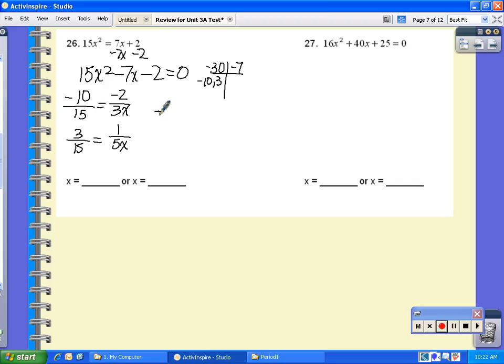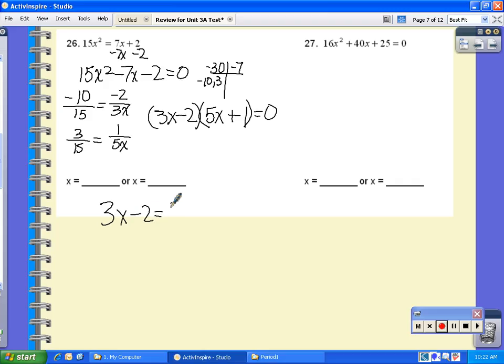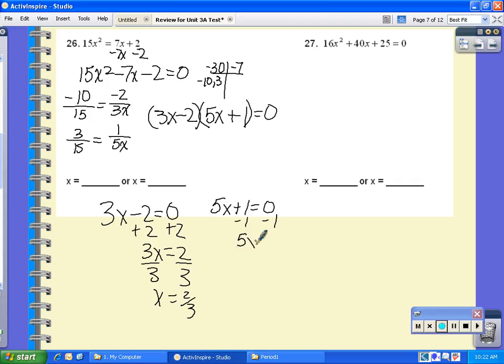So that means that either 3x minus 2 times 5x plus 1, either one of those equals 0. So 3x minus 2 equals 0. Add 2 to both sides. Divide both sides by 3. And your one solution is x equals 2/3. Your other solution, 5x plus 1 equals 0. Subtract 1. And divide both sides by 5. And x equals negative 1/5. So my two solutions are 2/3 or negative 1/5.